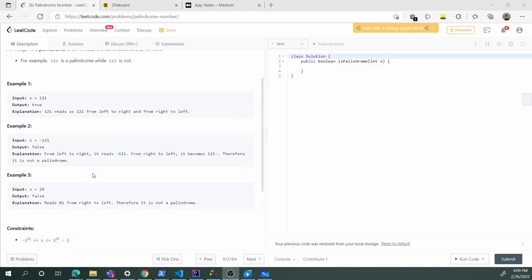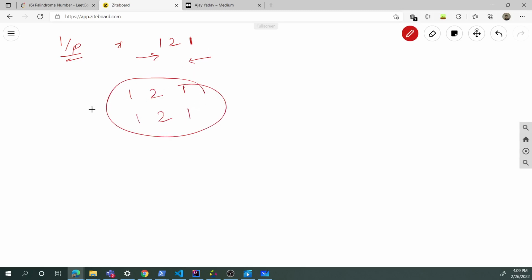Three examples are given. First we will understand all these examples. In the first input, you are given the number 121. So what is a palindrome? If I read the number from this side or from the reverse side, both ways it is the same. Reading from the front, it is 121. Reading from the reverse, it is again 121. In that case, yes, this number is a palindrome, and you will return true as output.